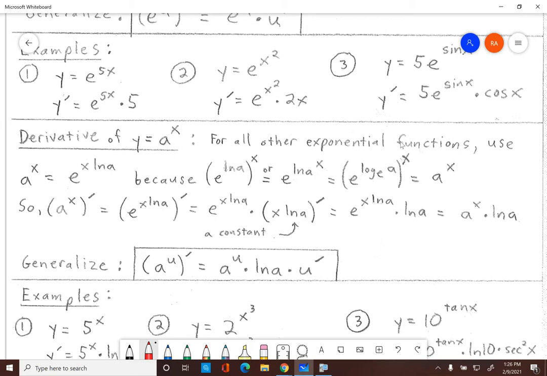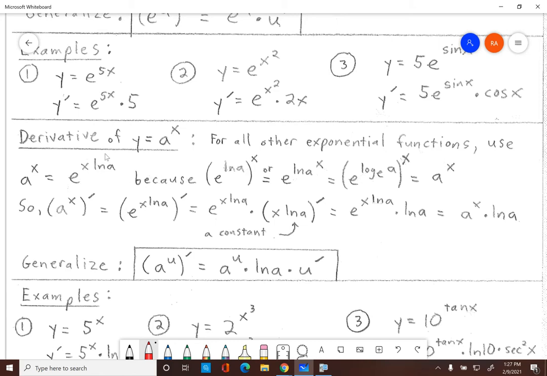Well, I'm going to use some little rules here. So we're going back, that's why we're practicing all those exponential and log rules. Because what I'm going to say is, taking the derivative of a to the x is the same as taking the derivative of e to the x times natural log of a. You're thinking, how in the world are these two things the same thing? Well, here are our rules.